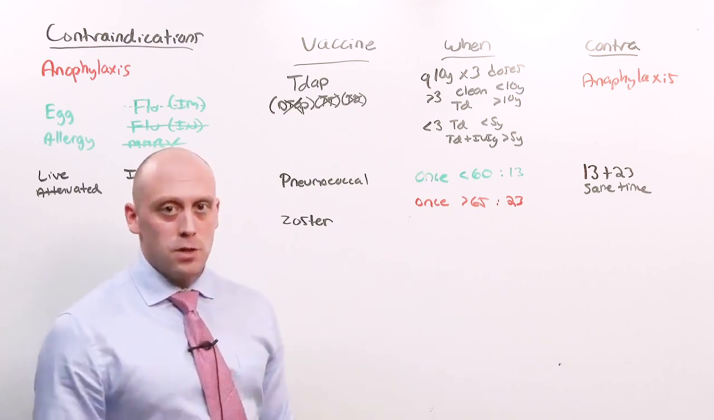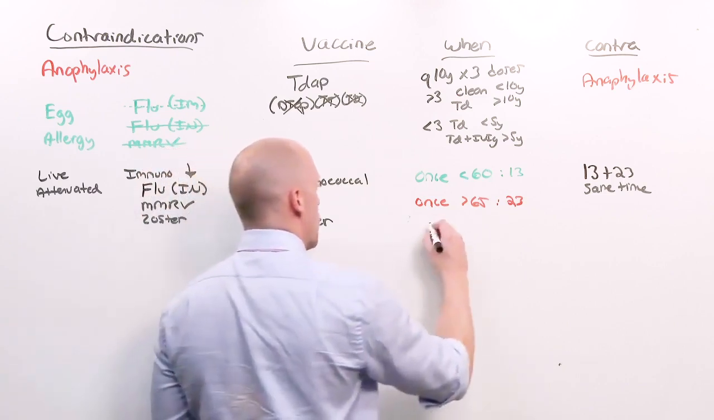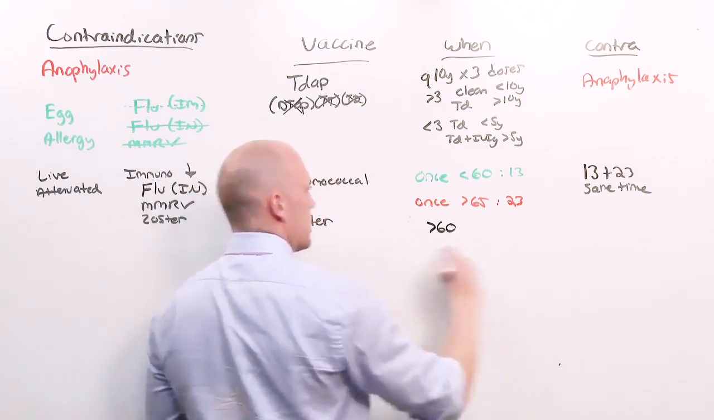Zoster prevents shingles. Shingles hurts, post-herpetic neuralgia, bad stuff. Everybody who is over the age of 60 needs a zoster shot. Now, zoster is live attenuated.